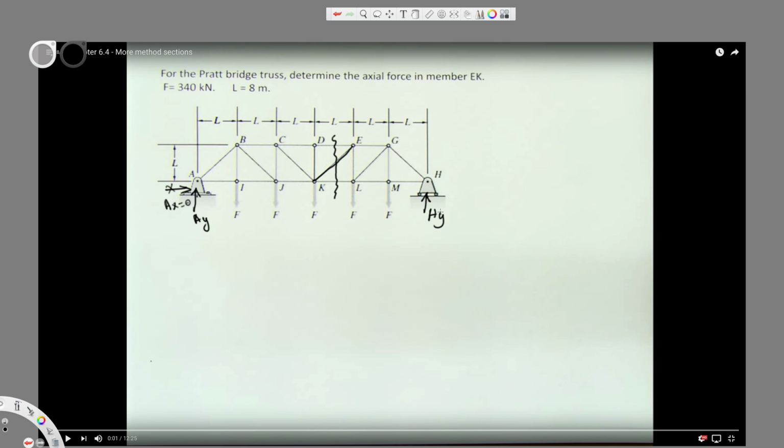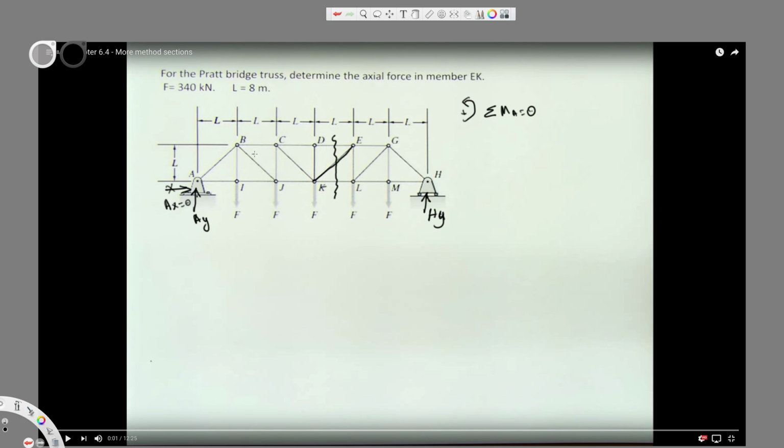So first let's solve to find Hy. What I can do is take moment around A, moment around A equal to 0, and if I take counterclockwise positive, this is pushing clockwise. So F times L minus F times L minus 2F minus F times 2L minus F times 3L. You can do all of them together, or you can find the Hy in another way.